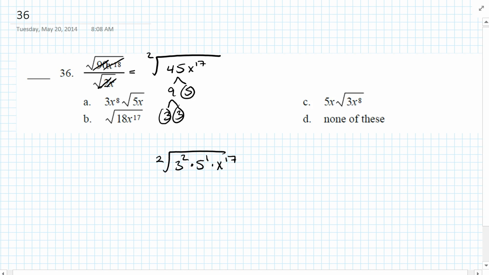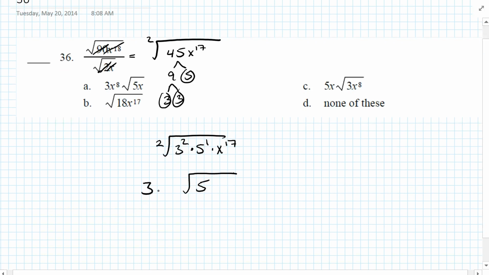How many times does the index go into the exponent? So 2 goes into 2 one time, so 1 3 escapes, there are no remainders. 2 does not go into 1, so the 5 stays in. 2 goes into 17 8 times, so I got 8 x's that came out and 1 x left. So my answer should be 3 times x to the 8 times the square root of 5x. So my answer is A.